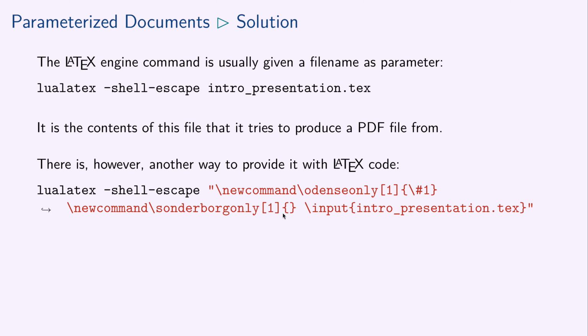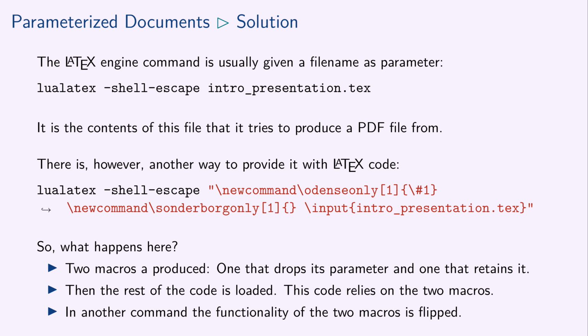So because it is the Odense command that retains its parameter and passes that through, this is the way that I produce the Odense variant of that document. And when I build it like this, then that document and anything that is included from that document will be able to refer to those 2 macros.